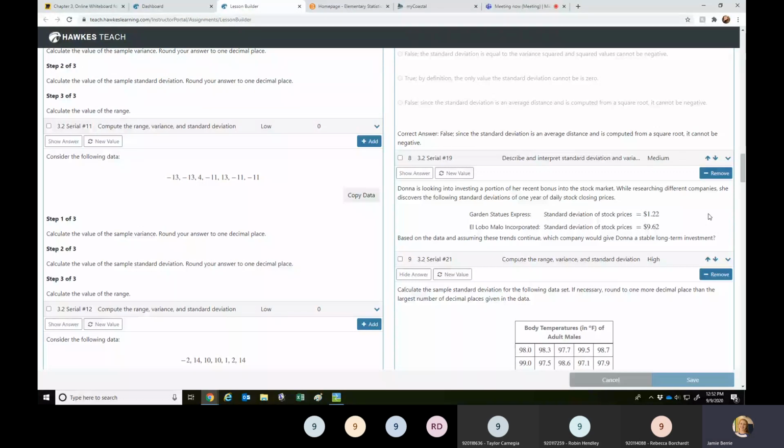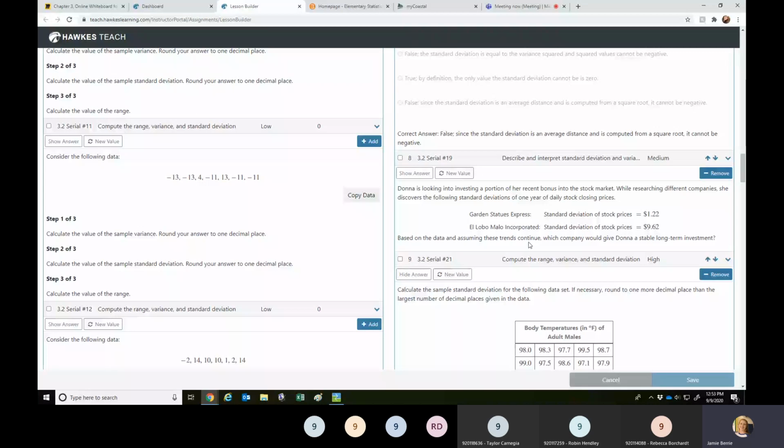All right, so standard deviation tells you how far away those stock market prices are from the average. Garden Statues Express has a lower standard deviation. That means that most of the time the stock is pretty close to the mean. It's only $1.22 away from the average price, typically. And then the second one, El Lobo Malo Incorporated, has a higher standard deviation. It's $9.62. So that means that there's more variation, or the data values are more dispersed for that stock.